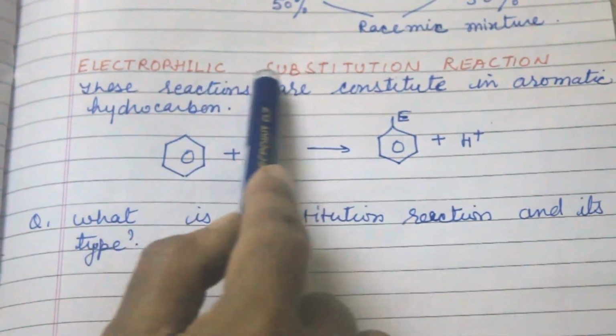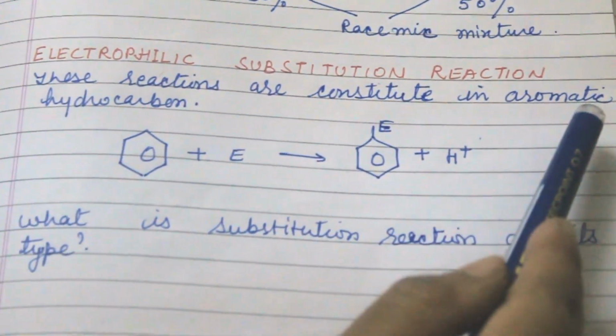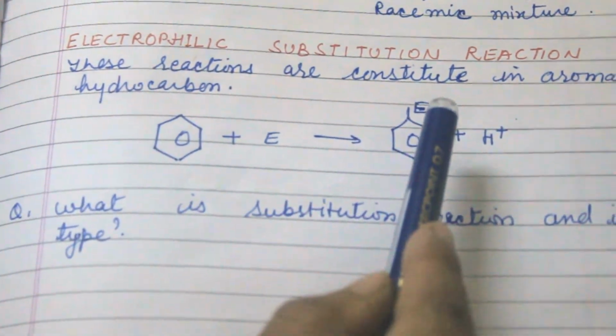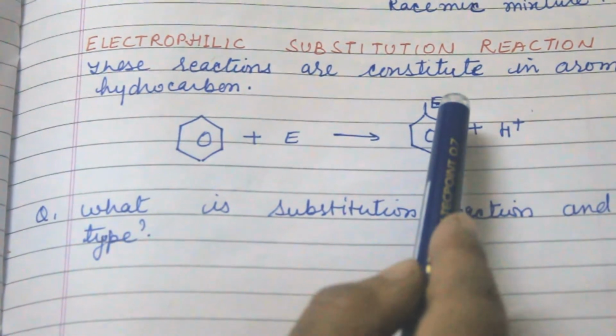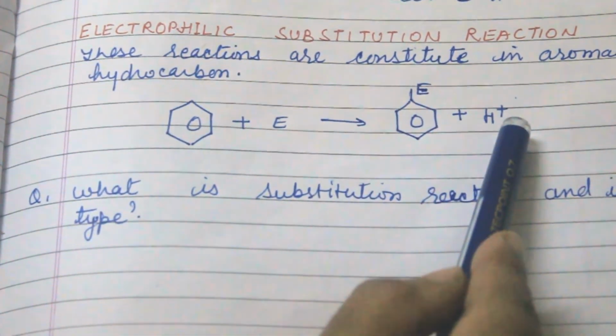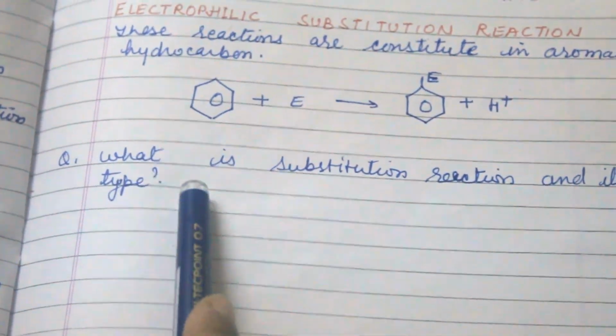Now next is electrophilic substitution reaction. This reaction occurs in aromatic hydrocarbons only. So this is the electrophile, and the electrophile attaches to the para position and removes one H ion. So my question is, what is a substitution reaction and its types? Thank you.